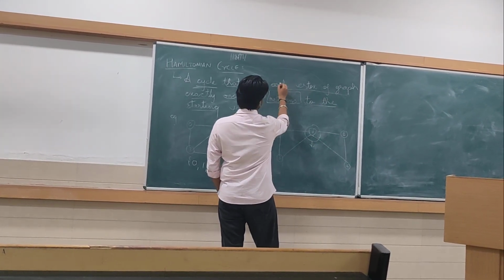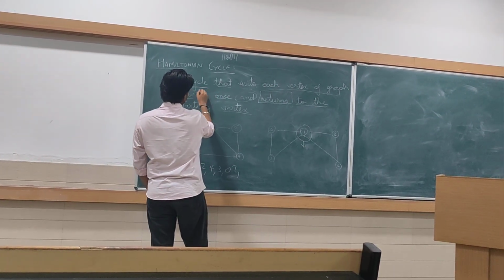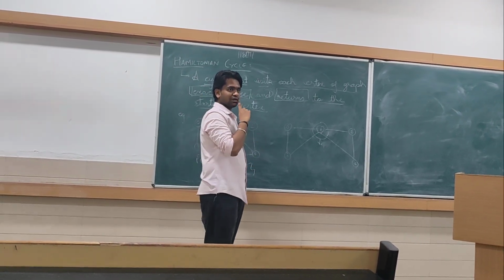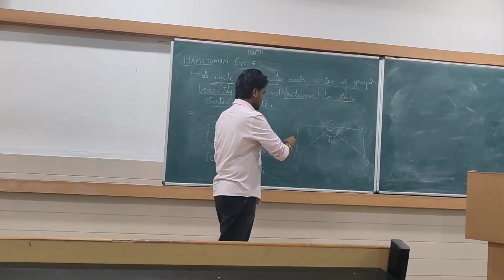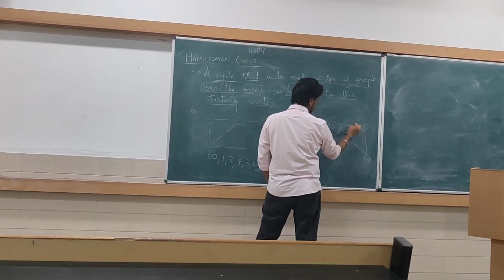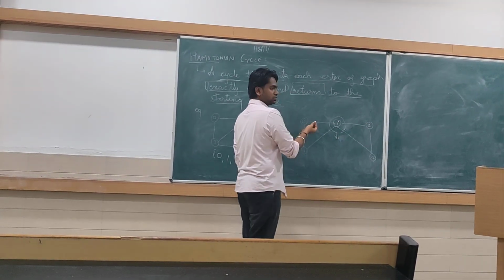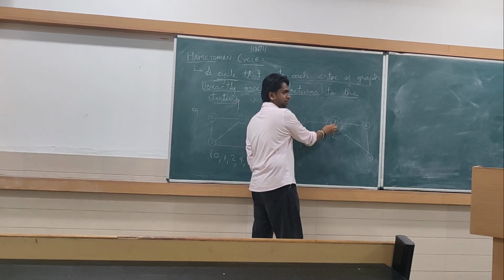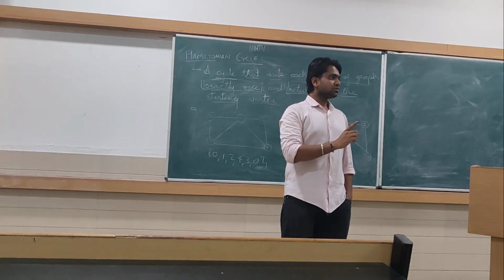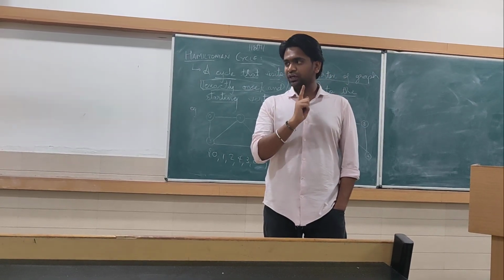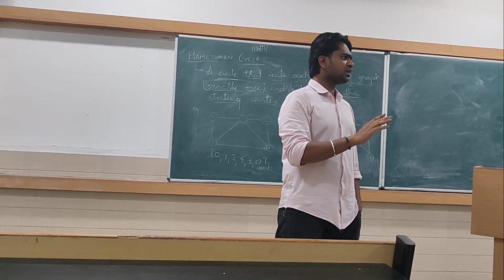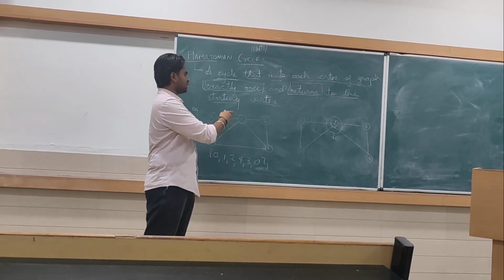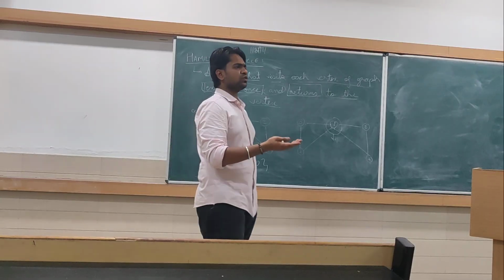But what did I say? Each vertex of graph exactly once. That is more important. Here there is a cycle possible. 0, 1, 2, 4, 1, 3, 0. All vertices are covered, but one is repeated. Hamiltonian cycle, every vertex only once. Very clear, right?